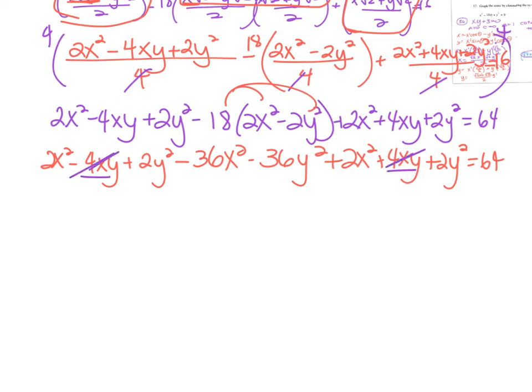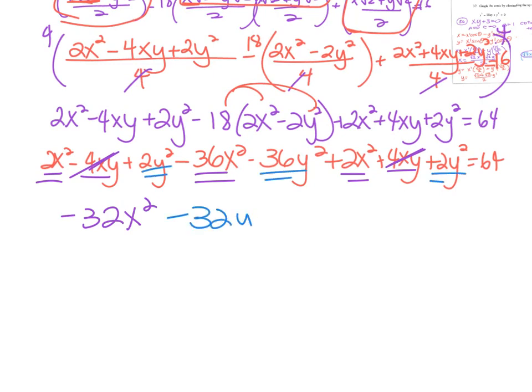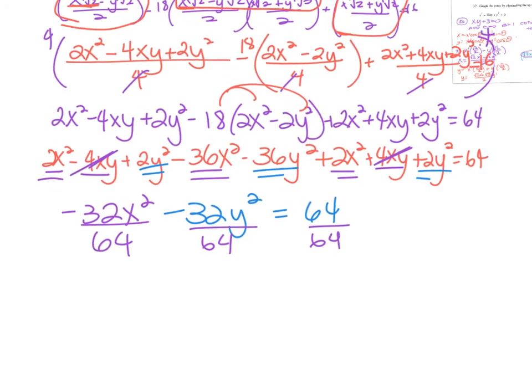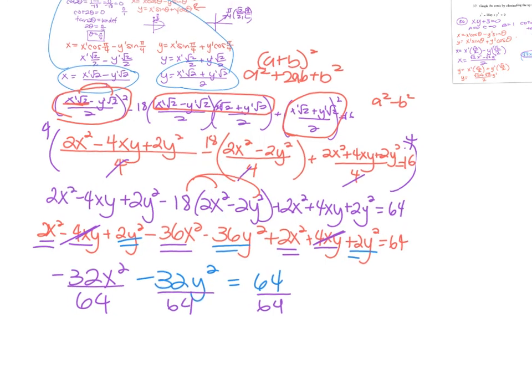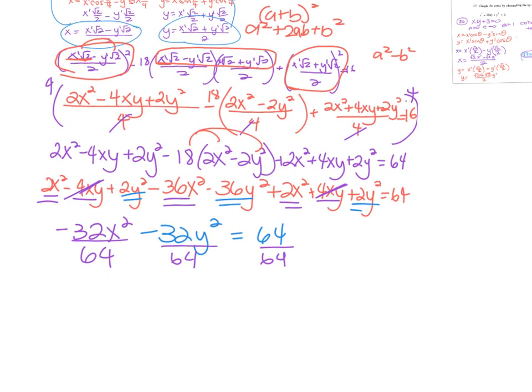All right, then the goal here is to cancel these out, right? So these are gone. And then combine all your x squared, so negative 32 x squared. Then combine all your y squareds. And then it's a conic, so I've got to get it equal to 1. I mean, equal to 64, sorry. Oh, that should have been a negative. This needed to be a negative 16.